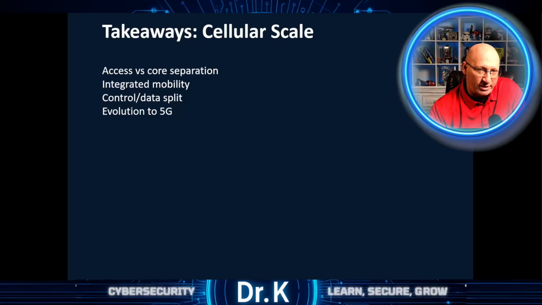So, cellular architecture separates radio access from our powerful distributed core networks. And entities like MME, gateways, and subscriber databases coordinate identity and routing. Data and control planes operate independently for scalability, and finally, mobility and power management is fundamentally designed from the onset.